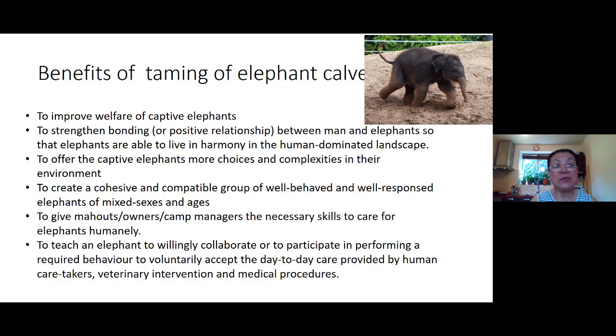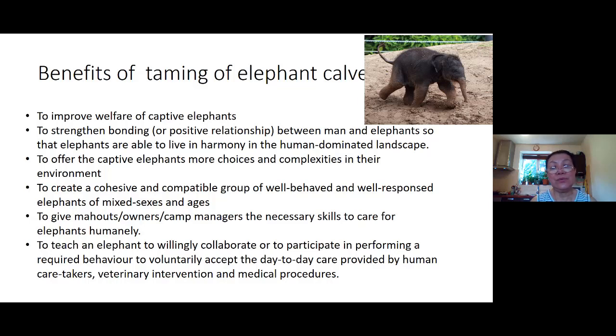So to give the mahout and camp owner the necessary skills to care for elephants humanely, punishment alone is not the way to control the elephant. Physical punishment is not the way to control the elephant. This is what the owners need to understand, and to teach an elephant to willingly collaborate, especially in veterinary procedures.